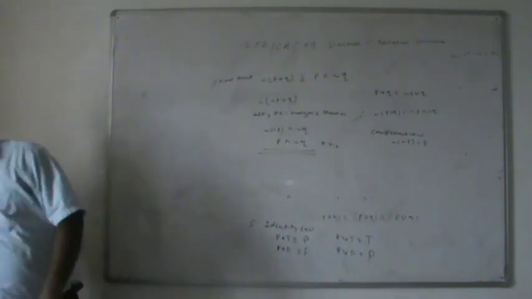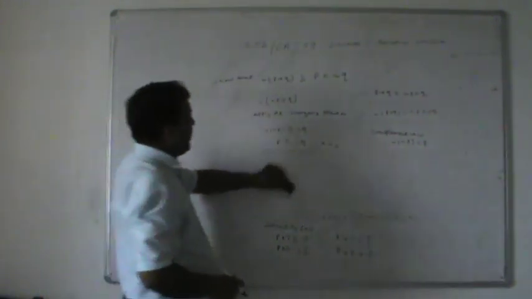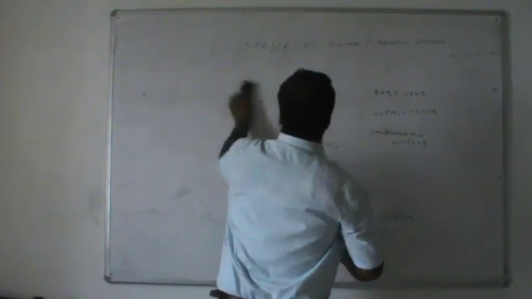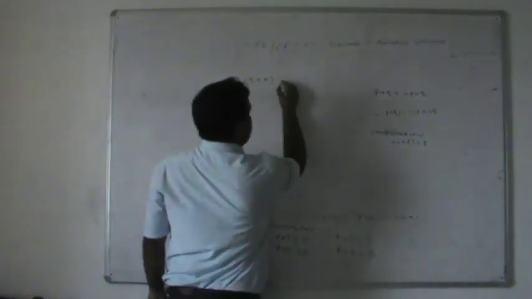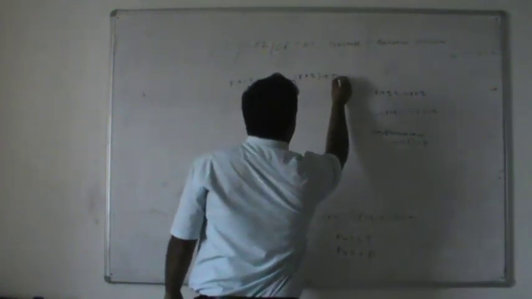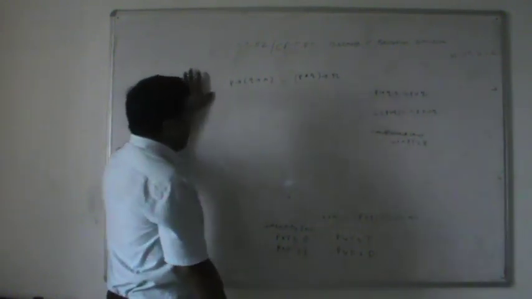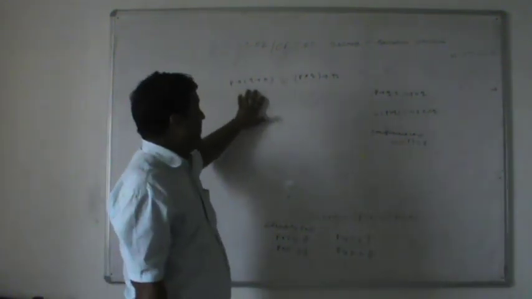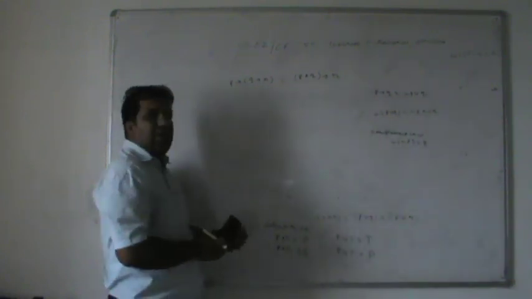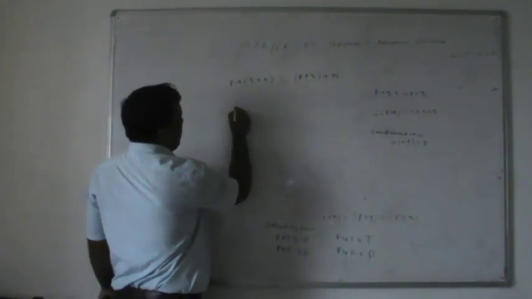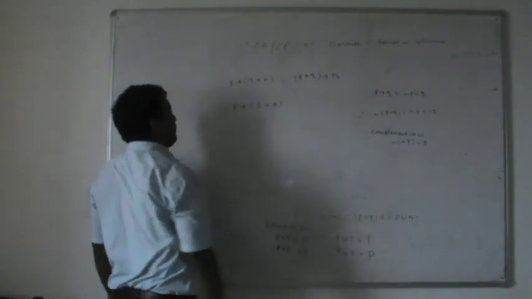Similarly, we can solve another problem: P implies Q implies R, which is equivalent to P and Q implies R. So how to solve this problem? Again, there are two implications in the left hand side expression, and on the right hand side P implies Q, P and Q implies R. So we can take the leftmost portion, P implies Q implies R.